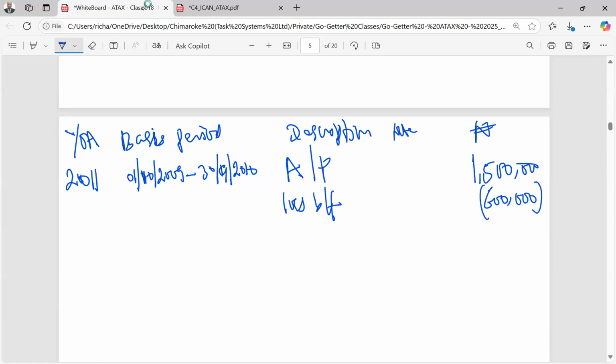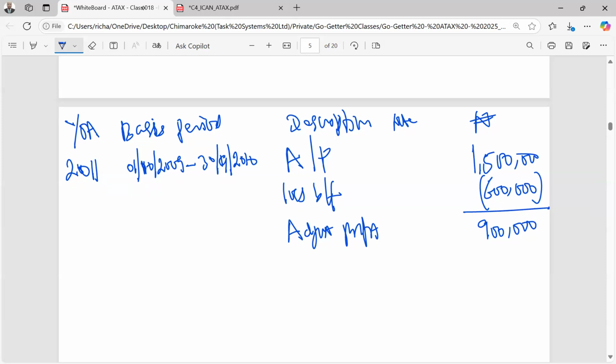So when we do it here, this is going to be our adjusted profits. So this is going to give us 900,000. 9 plus 6 is 15. Okay, so that's 900,000 profits.